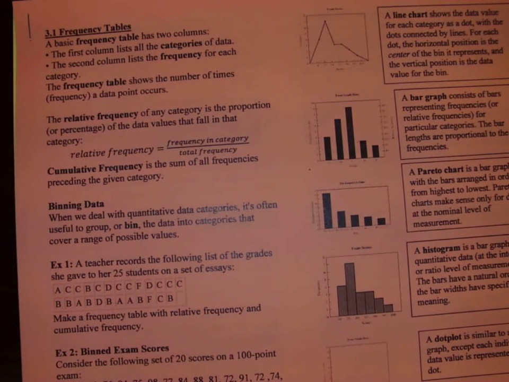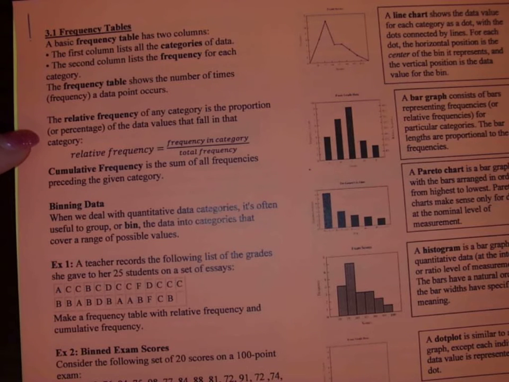So we are going to talk about frequency tables. A basic frequency table has two columns. The first column lists the categories of the data, and the second column lists the frequency for each category. Basically that frequency table is going to show the number of times something occurs, like a data point.